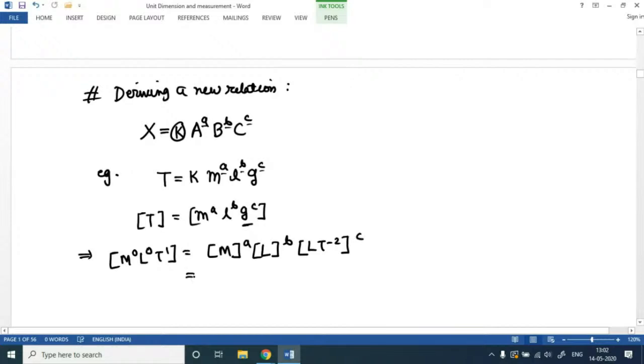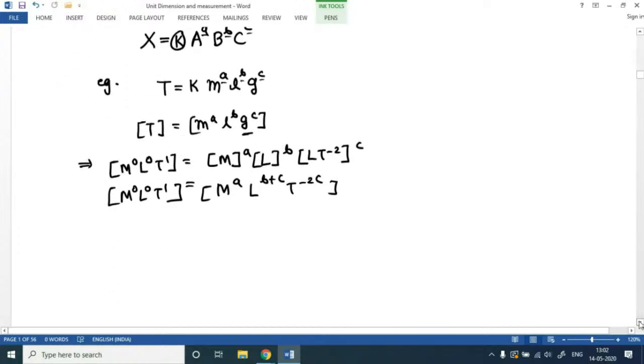When we combine each and every term, we get m to the power a, l to the power b plus c, and t to the power minus 2c. And we can compare it with m0, l0, t1, right? Comparing the exponents, we get three equations. The first equation is a is equal to 0, by comparing the exponents of m. Comparing the exponent of l, we get b plus c is equal to 0. And comparing the exponent of t, we get minus 2c is equal to 1.